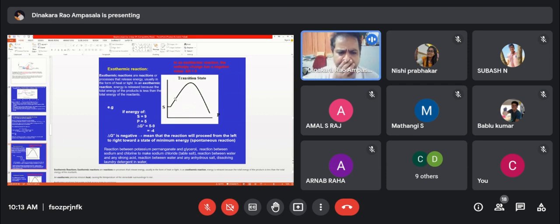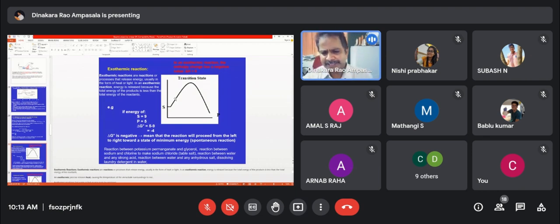Here you can see different general chemical reactions: the reaction between potassium permanganate and glycerol, or the reaction between sodium and chlorine to make sodium chloride, the reaction between water and any strong acid, the reaction between water and any anhydrous salt, and dissolving laundry detergent in water. So these are all the reactions where you can see heat is generated. These are exothermic reactions. In these exothermic reactions, the enthalpy is in minus values.